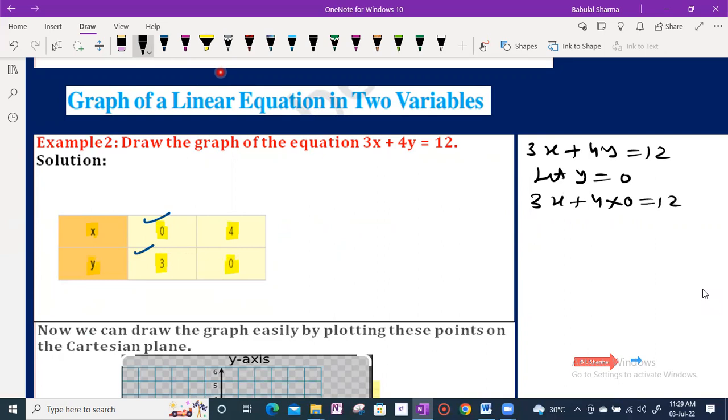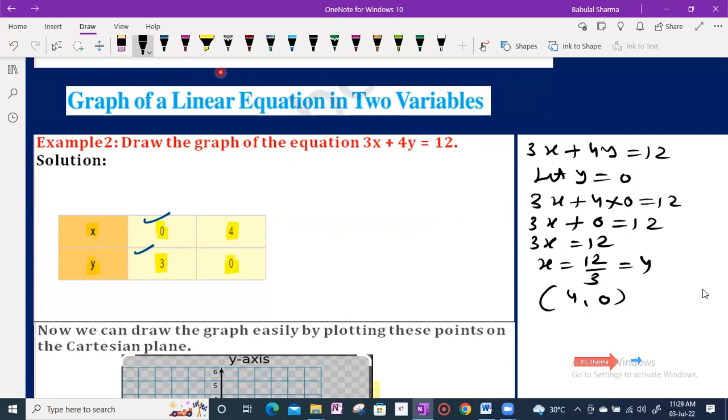जहां भी y है 0 पुट करिए. So 3x plus 0 is equal to 12. 3x is 12. X is 12 upon 3 is 4. So the other solution is 4, 0.